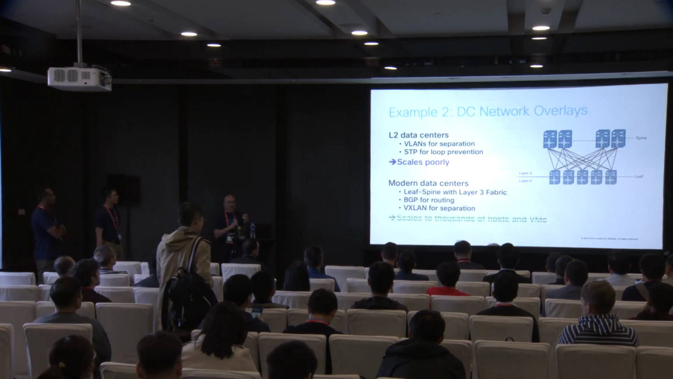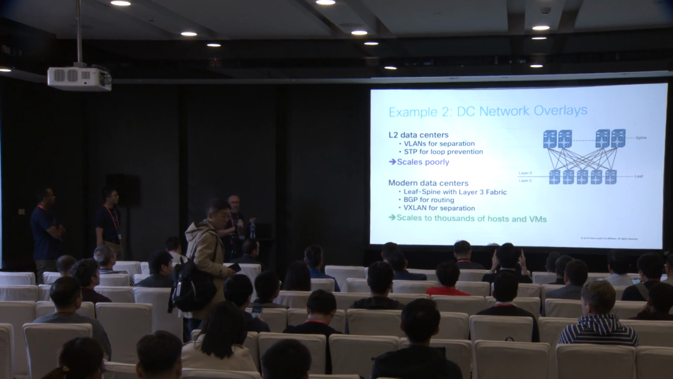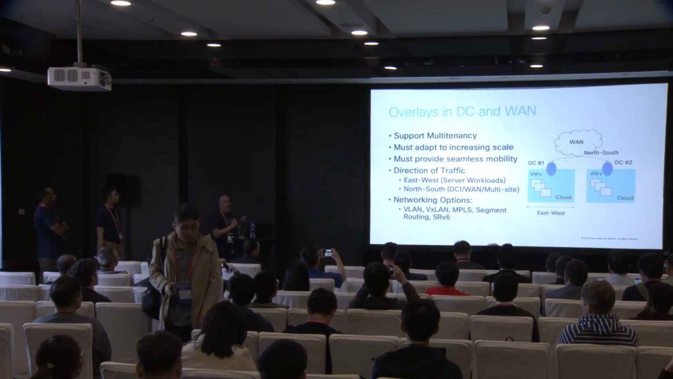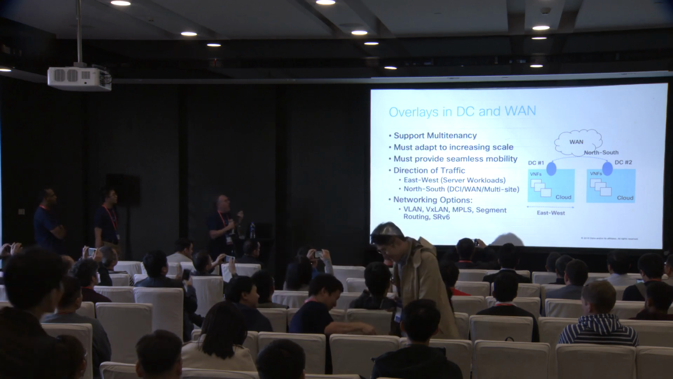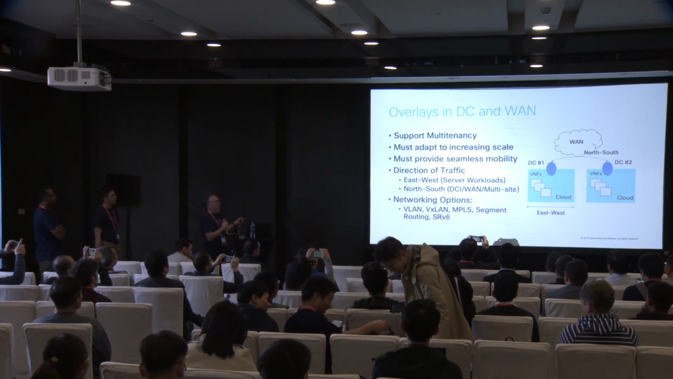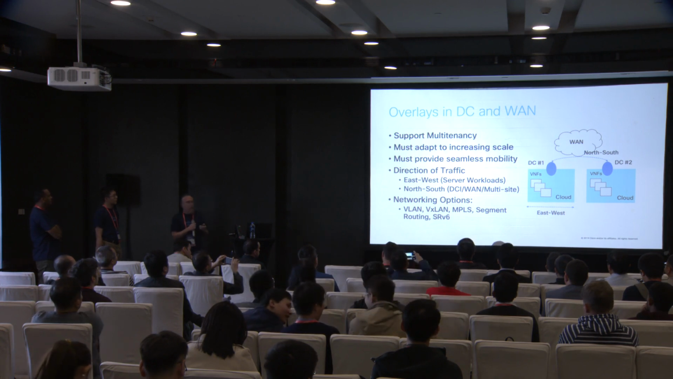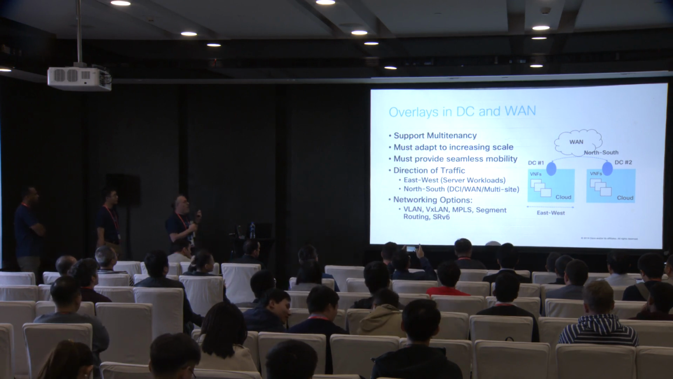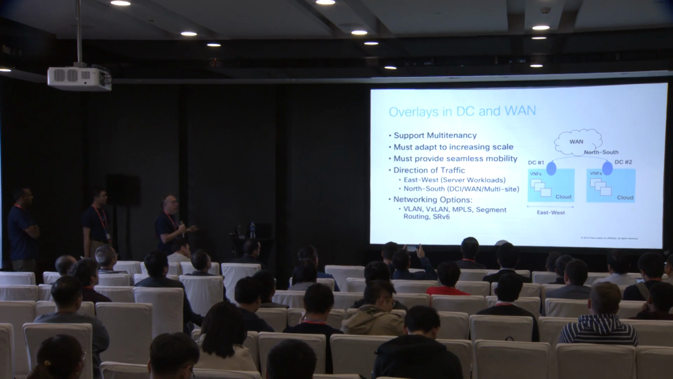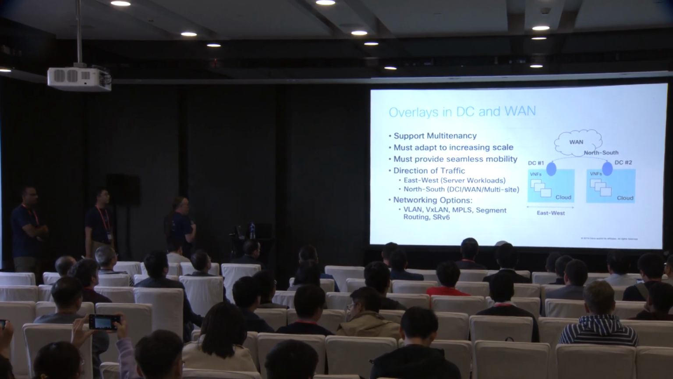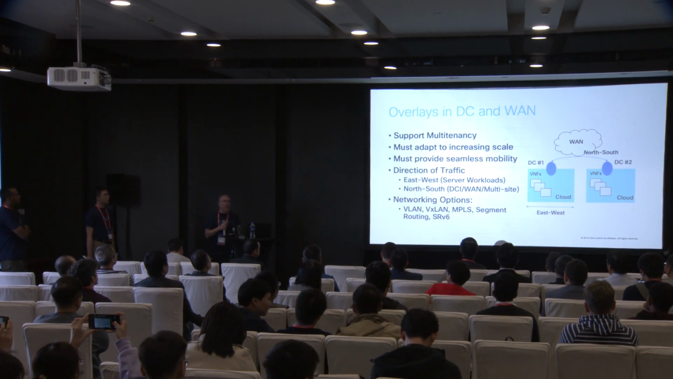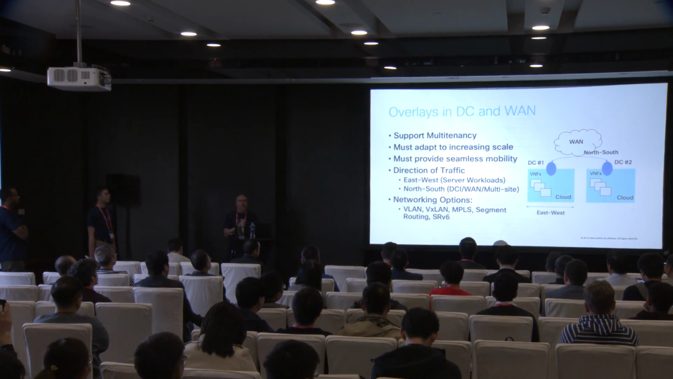Layer 2 scales poorly, layer 2 scales to thousands. So overlays in the data center and the WAN. What we're looking for here is multi-tenancy, meaning that I want more than one overlay. I want to keep these things separate. I'm looking for an increasing quantity of scale. So I expect these things to have a bunch of endpoints on. I expect my WAN to be rather large, considering that it's got to provide for thousands, potentially millions of customers.